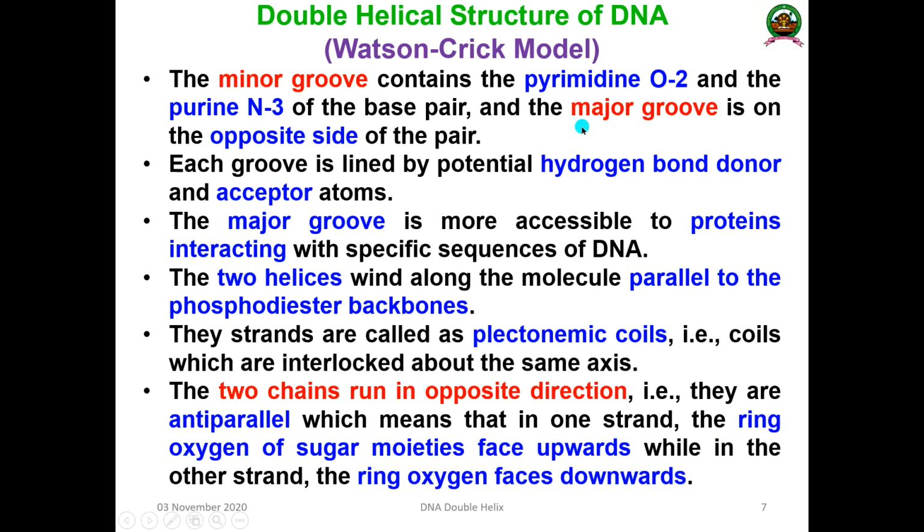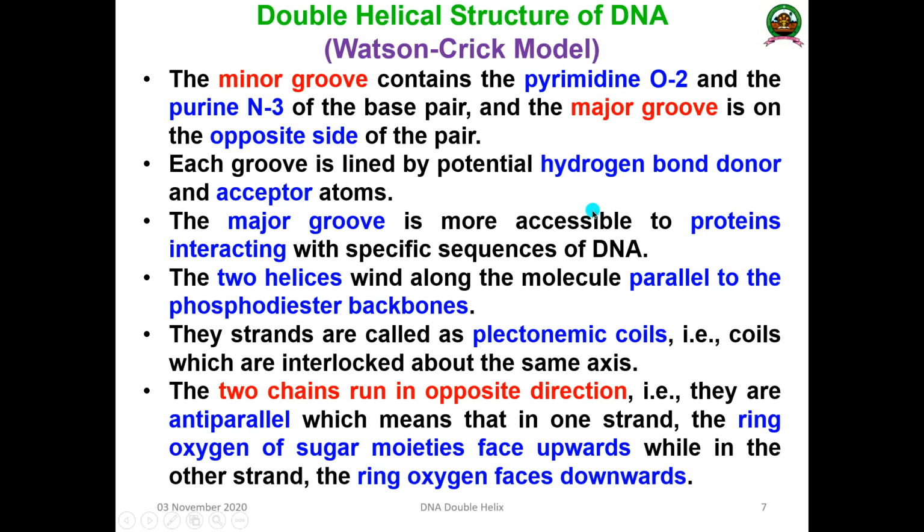The minor groove contains pyrimidine O2 and purine N3. In the pyrimidine, at the second position there is an oxygen atom, O2, and the purine N3 of the base pair. The major groove is always on the opposite side of the pair. Each groove is lined by potential hydrogen bond donors and acceptors. Yesterday we discussed how the bond is produced.